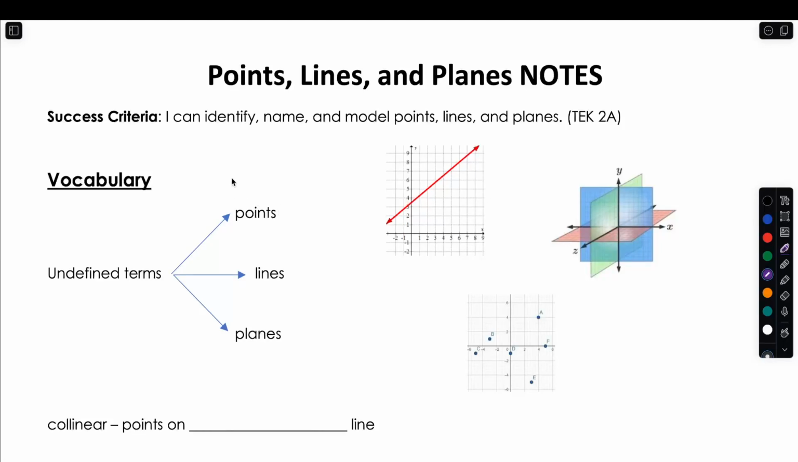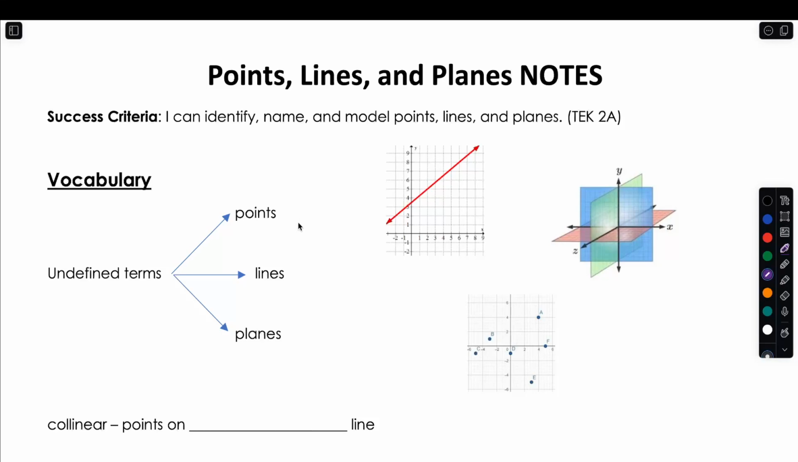Hello, and welcome to Geometry, Unit 1, Tools for Geometry. This is Section 1, Points, Lines, and Planes. Our success criteria for today is I can identify, name, and model points, lines, and planes.